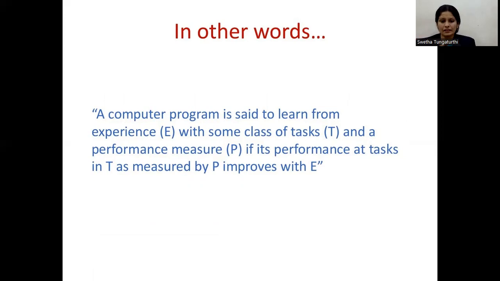Now, this is a basic definition you find in various textbooks and academic sources on machine learning. A computer program is said to learn from experience E with some class of tasks T and a performance measure P, if its performance at tasks in T, as measured by P, improves with experience E. It seems like Greek and Latin, but still, machine learning is learning from data. So what is experience E, what is the task, and what is P? To understand this, let's go through an example.